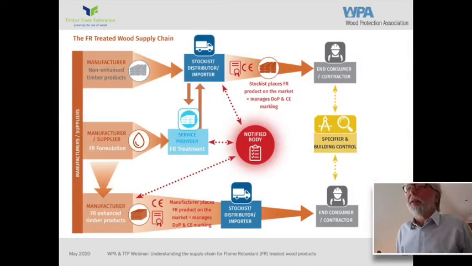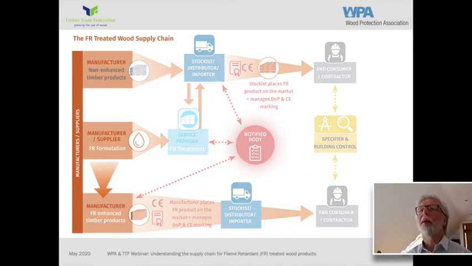So, complete change of topic. Take a deep breath, don't worry, I'm going to explain this diagram. It does look very complicated. Hopefully when I've finished, you'll more or less understand what it's about. It's about the supply chain for flame retardant treated wood products.